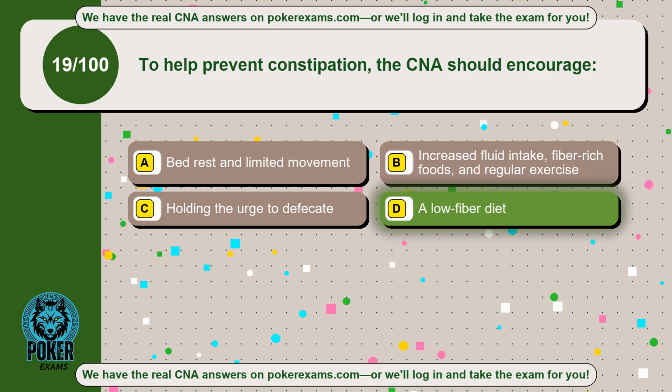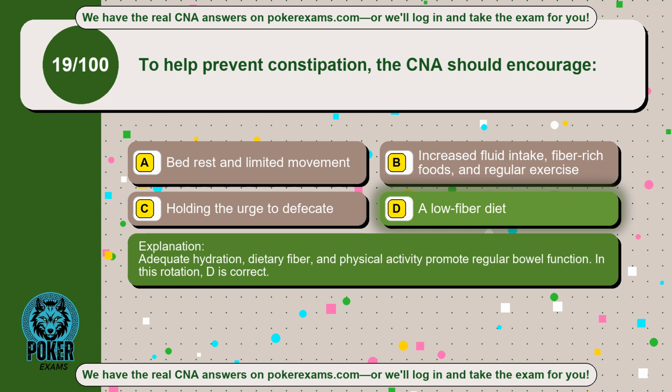The correct answer is option D, a low-fiber diet. Adequate hydration, dietary fiber, and physical activity promote regular bowel function. In this rotation, D is correct.